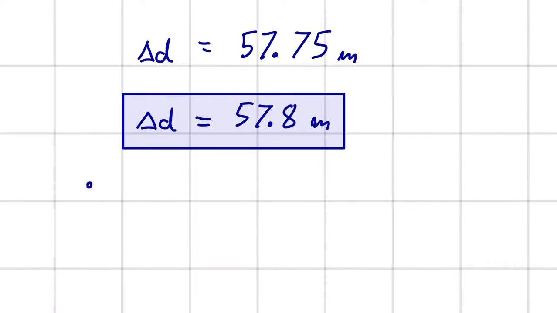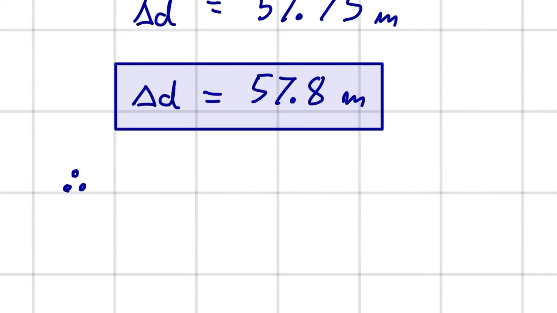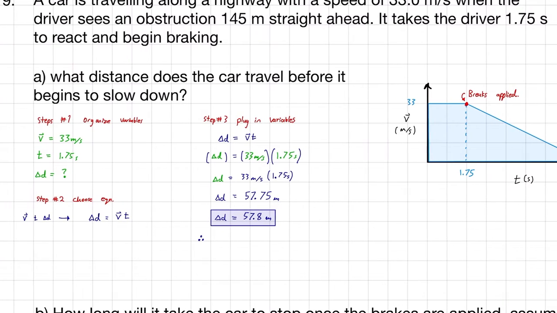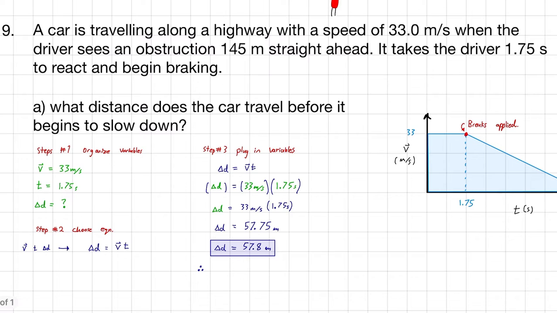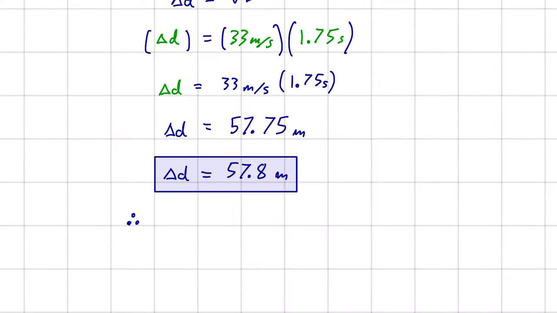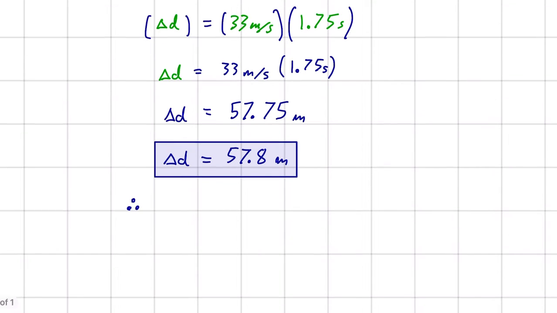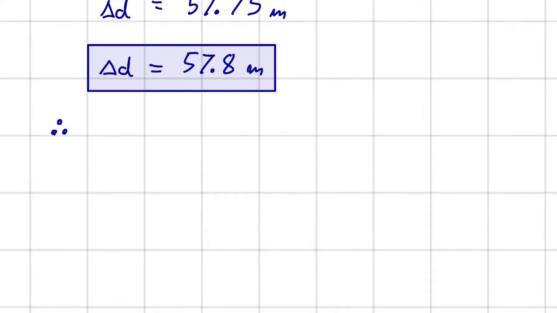And I'm going to write a little statement to go along with that. So what does this mean? Well, this means that from the time the driver notices the obstruction to the time it takes him to begin braking, so his reaction time of 1.75 seconds, the car travels a distance of 57.8 meters.